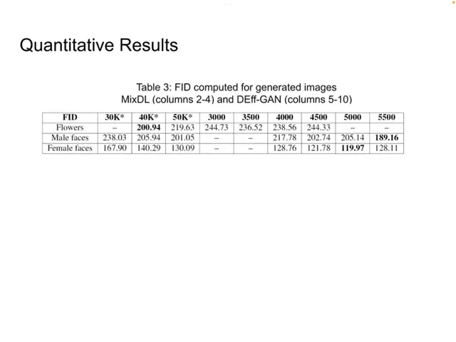We computed the FID metric for all generated images for sets of 5 inputs and 2 inputs and compared the same in table 3 for MixDL in columns 2 to 4 and for our method in columns 5 to 10. Except for the case of 5 flower images, our method results in better FID values than MixDL.